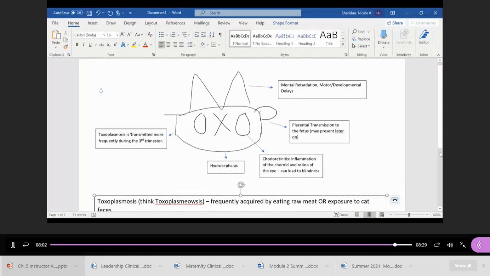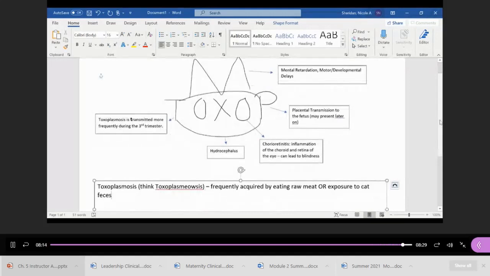Another symptom to think about for toxoplasmosis could be seizures as well. So keep that in mind. So that's my little mnemonic device for toxoplasmosis. Hopefully it will help you out on your tests and your NCLEX later on.